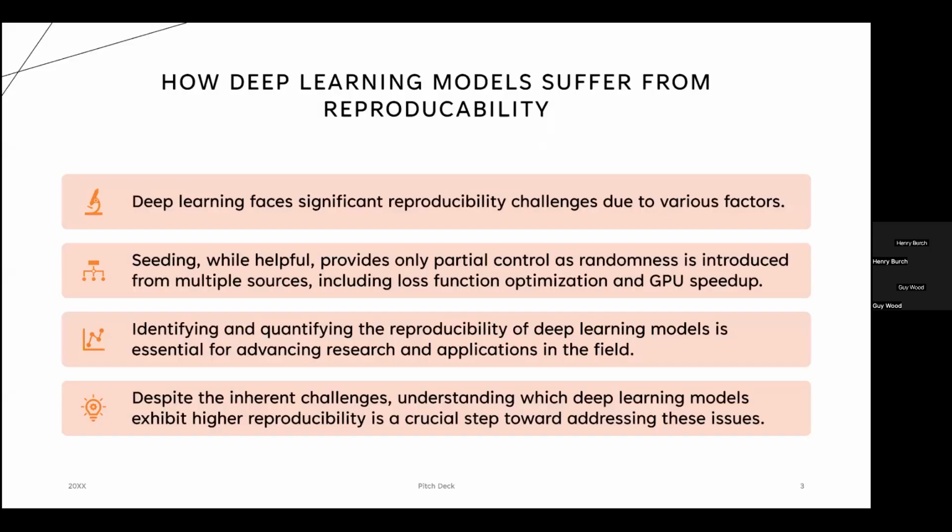So the first question is how deep learning models suffer from reproducibility. Deep learning models face significant reproducibility challenges due to various factors. Seeding, while helpful, provides only partial control as randomness is introduced from multiple sources. These include loss function optimization and GPU speedup. Also, identifying and quantifying the reproducibility of deep learning models is essential for advancing research and applications in the field. Despite the inherent challenges, understanding which deep learning models exhibit higher reproducibility is a crucial step toward addressing these issues.